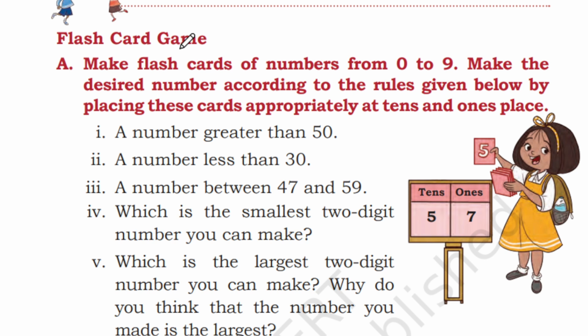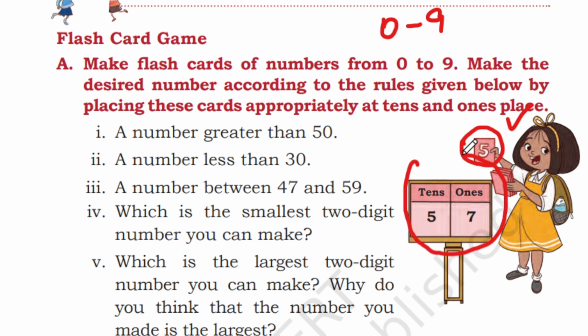So flashcard game. Make a flashcard of numbers from 0 to 9. Make a desired number according to the rules given below by placing these cards appropriately at tens and ones place. Okay. So now we have to make flashcards between 0 to 9. So like this, see this girl, she's holding a flashcard with the number 5. Okay. And what we have to do is place the numbers in this name board.